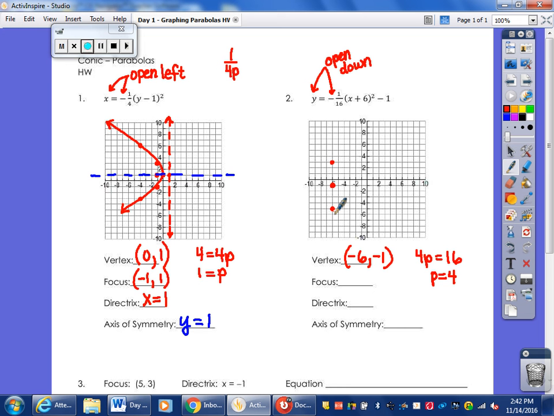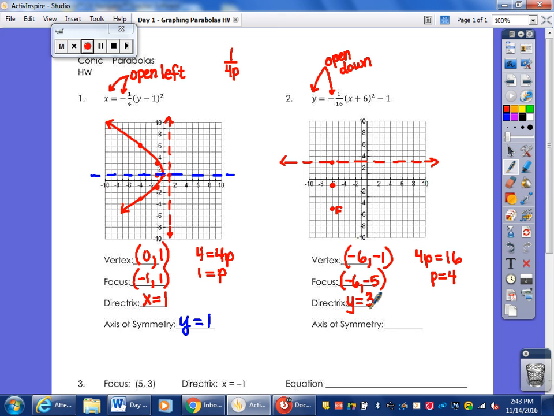Now, because this is opening down, this is going to be our focus, and that makes this our directrix. So our focus point is at -6, -5, and our directrix is a horizontal line, so that's going to start out with y equals, and it's at y equals 3.